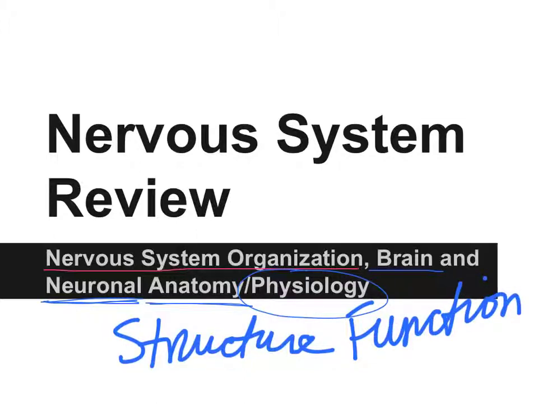Okay. And so our goal by the end of this lecture is to be able to identify the different parts of the nervous system in terms of its organization, to be able to identify parts of the brain, to be able to identify parts of a neuron, and then to also be able to tell us what those parts do, what their function is. So we'll learn about the anatomy and the physiology. So let's get started.